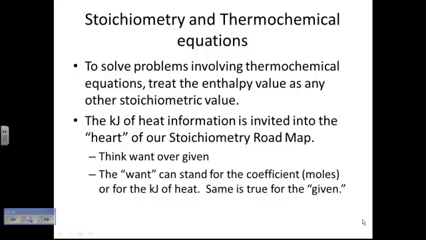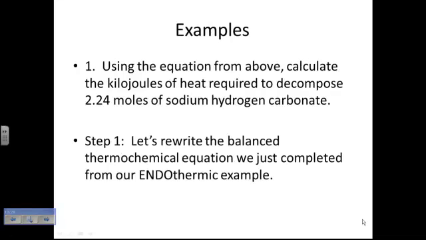In the heart of the problem, want over given may stand for a coefficient, or it may stand for the kilojoules from the balanced equation. Same problem, thinking want over given, where the want can stand for the coefficient or for the kilojoules. The same is true for given. So when we write want over given, we might take a coefficient or we might place in the word kJ. Let's model some of these to show you how much you already know going in.